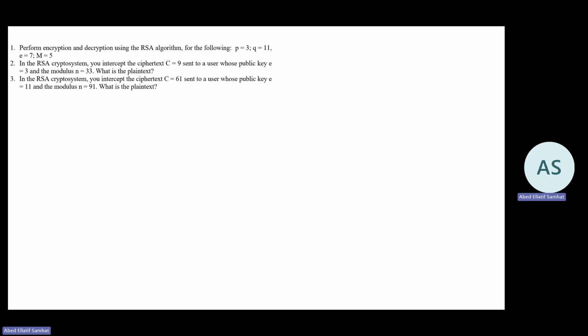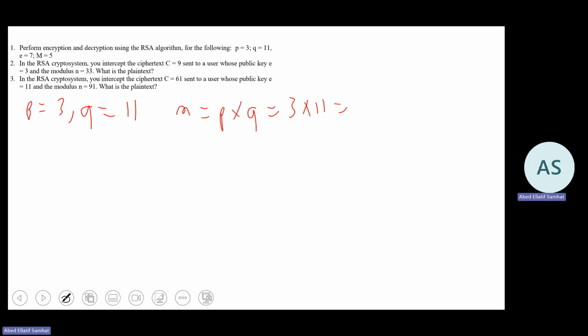You can check the slides. So if we have, let's say, P equal 3, Q equal 11, in this case we have to find N equal P times Q, which equals 3 times 11 equals 33. And we want to calculate the phi function, which is (P minus 1)(Q minus 1). If we want to encrypt here, it's very easy because we have N.